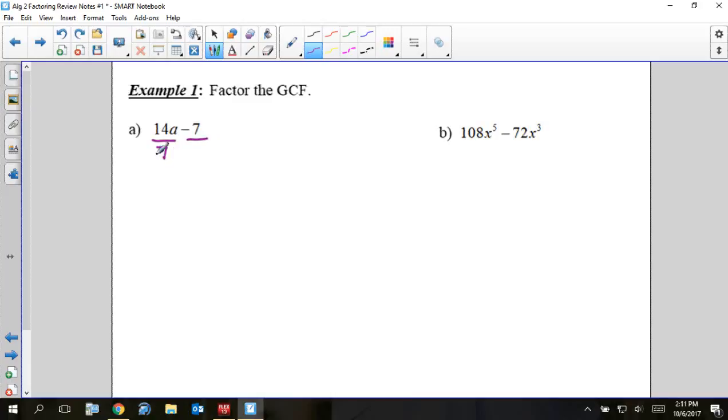So I'm going to divide both of them by 7. But the 7 does not disappear. It undistributes. It goes in front of a parenthesis. And what we divide out and are left with goes inside the parentheses. So 14a divided by 7 is 2a. And then minus 7 divided by 7 is minus 1.